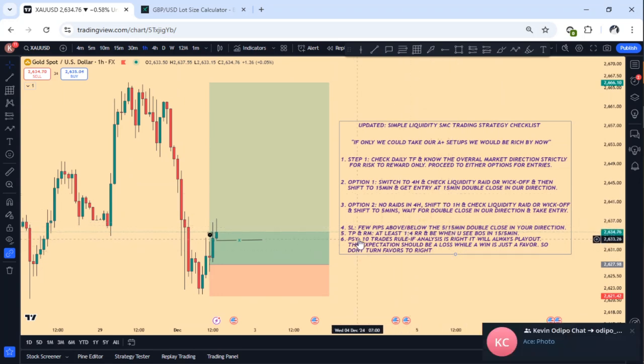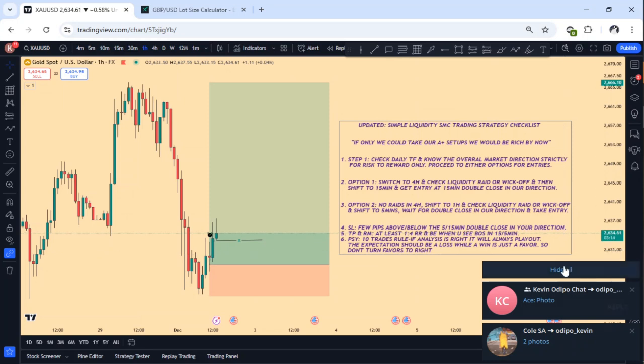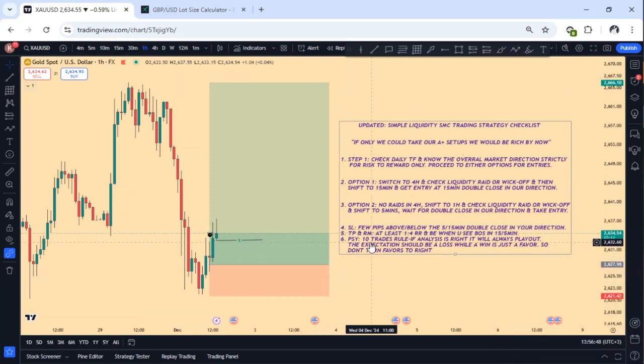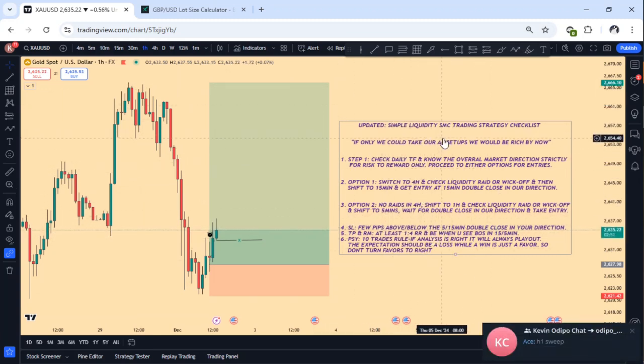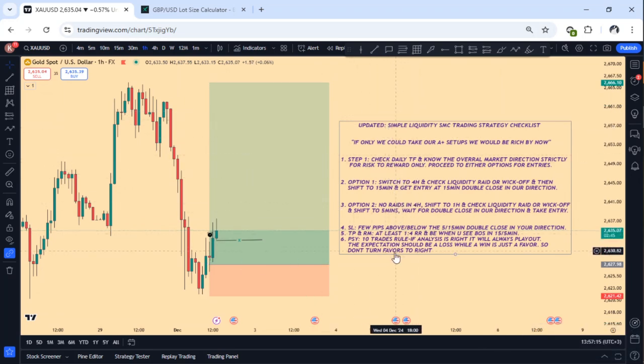Again, on the psychology part, which we are very strong on, that is the 10 trade rules. If analysis is right, it will always play out. The expectation should be a loss, while a win is just a favor. So don't turn favors to right. I started with explaining this particular psychology concept in this particular course, how we trade this entire thing. So make sure that you watch, and then after you are done watching, you take notes, you go and practice. Everything is explained, nothing is left untouched.